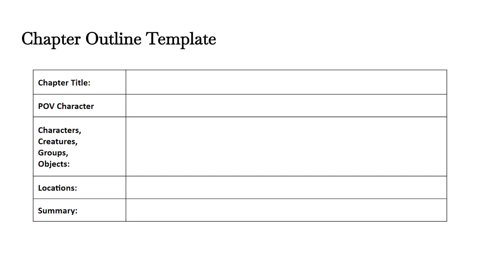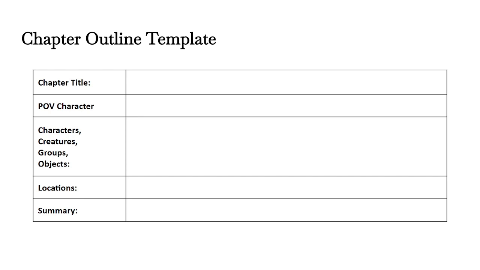So I have the chapter title, the point of view character, and in that box I add all of the information about that character. In the next box, I keep track of the other characters, creatures, groups, and objects, and I put that all together. Then I have the box for locations, and then the summary box. And then I create one of these for every single chapter that I do.